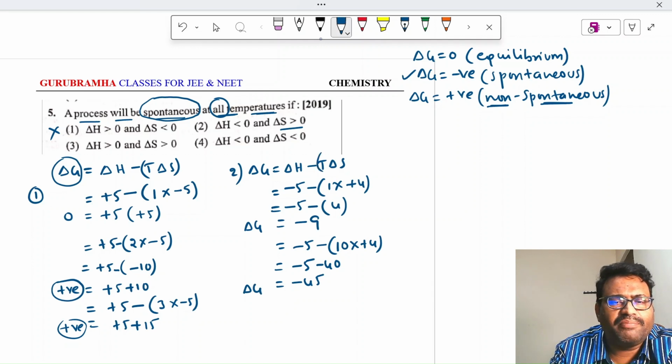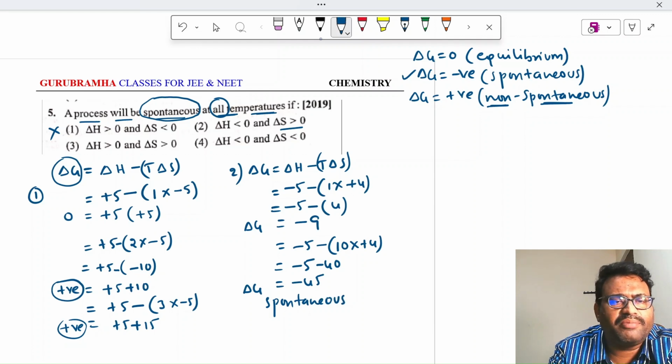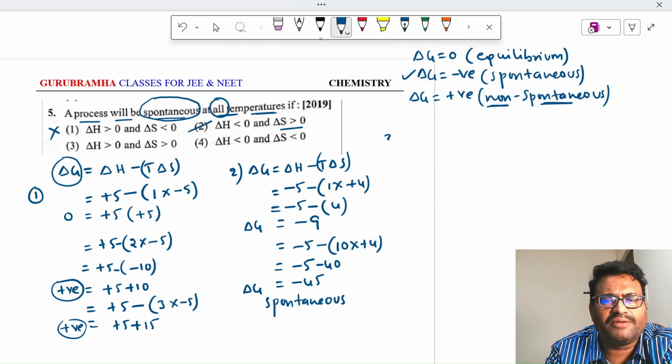Whether you increase the temperature or whether you decrease the temperature in this condition, as delta H is negative, as delta S is positive, always minus minus, you are adding minus and minus. If you add these two minus, you will get overall minus. Okay, so whatever the temperature it is, delta G is always negative. When the delta G is always negative, then it will be what reaction, what process? Spontaneous process. Okay, so this can be the correct answer. Let us go with the third option.